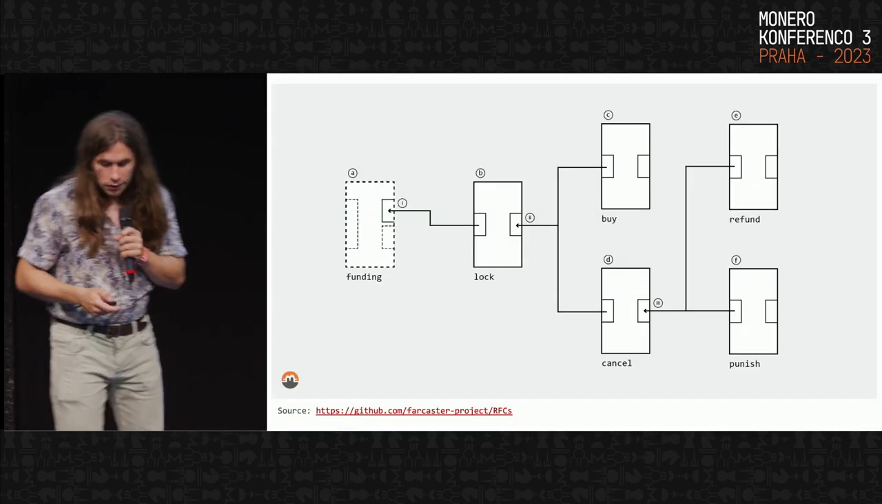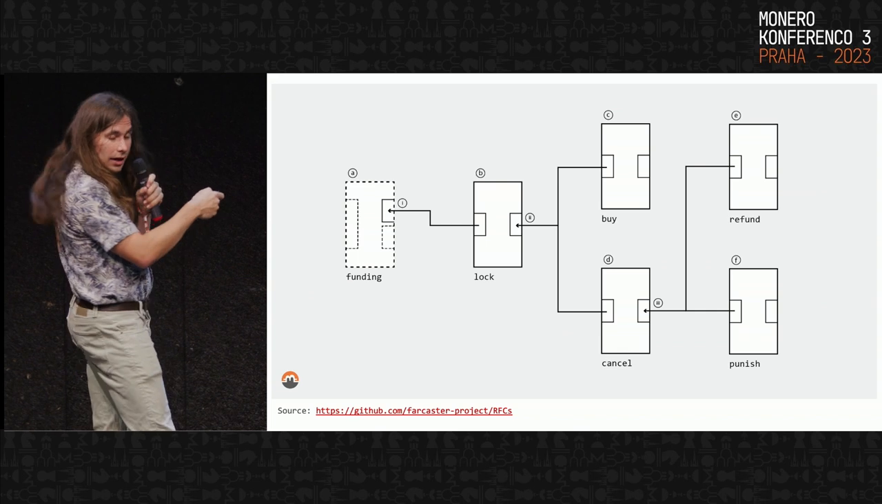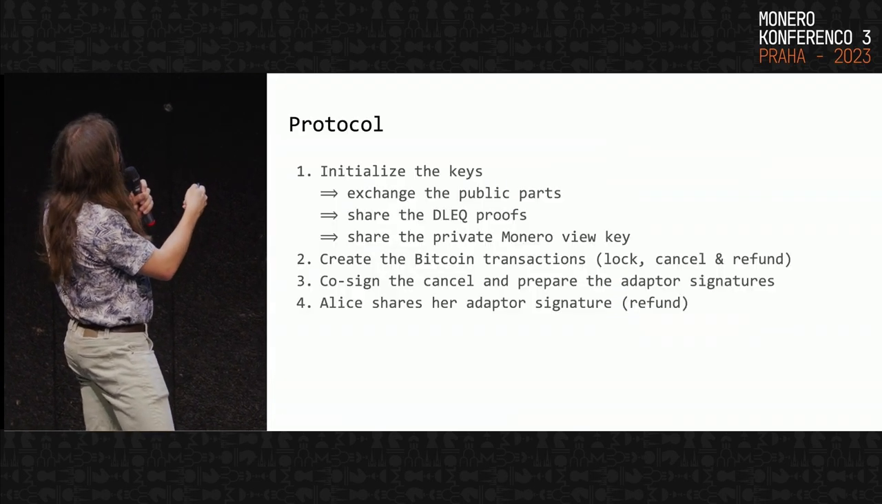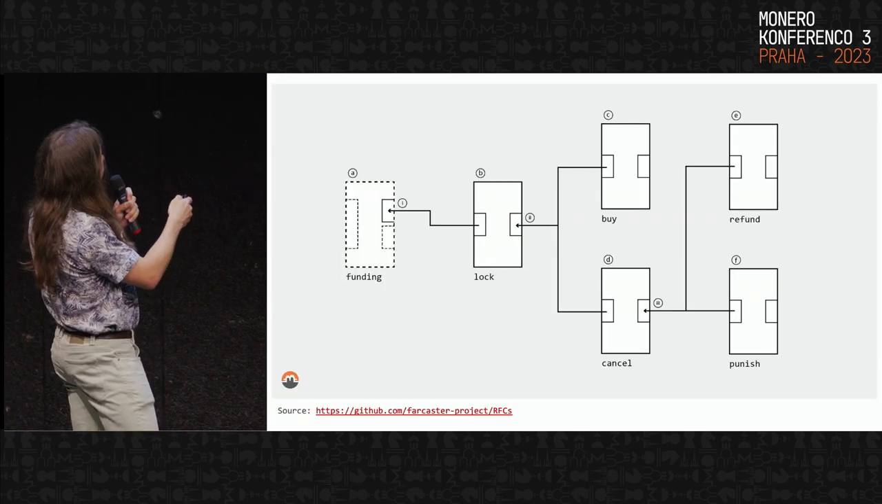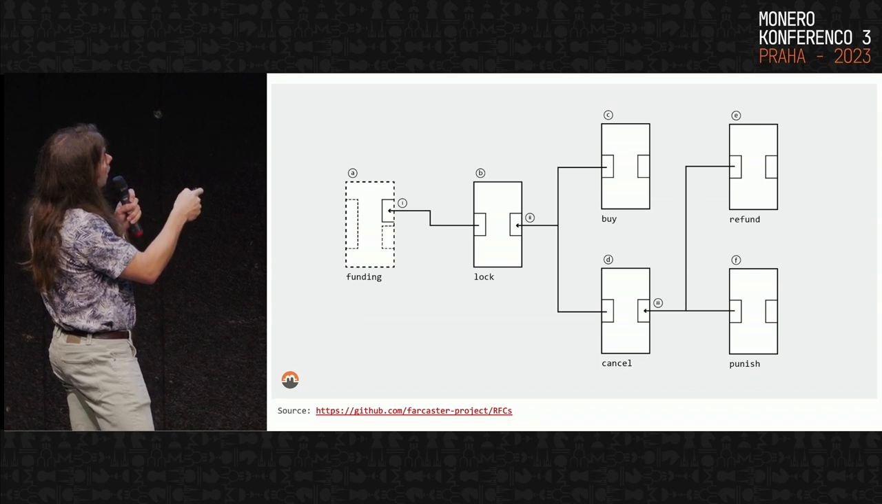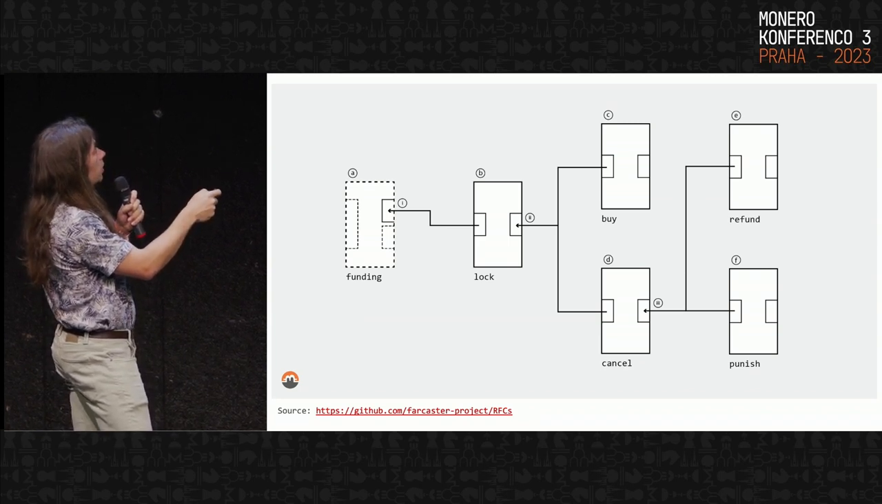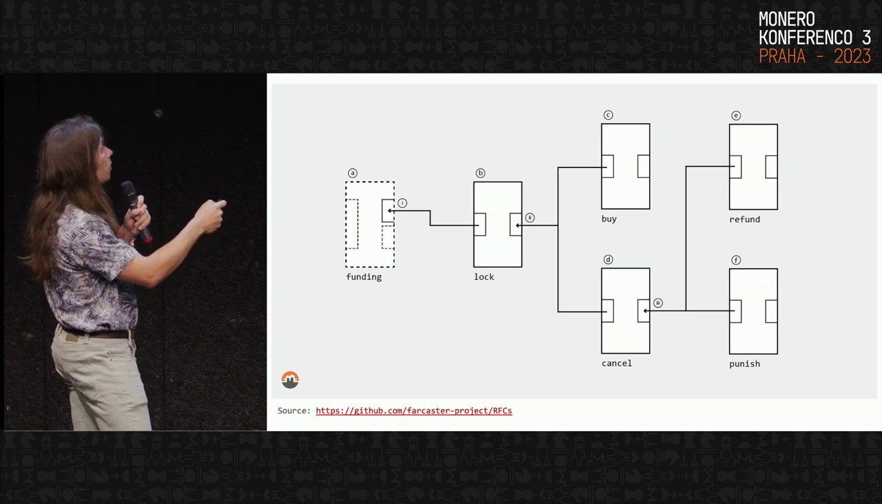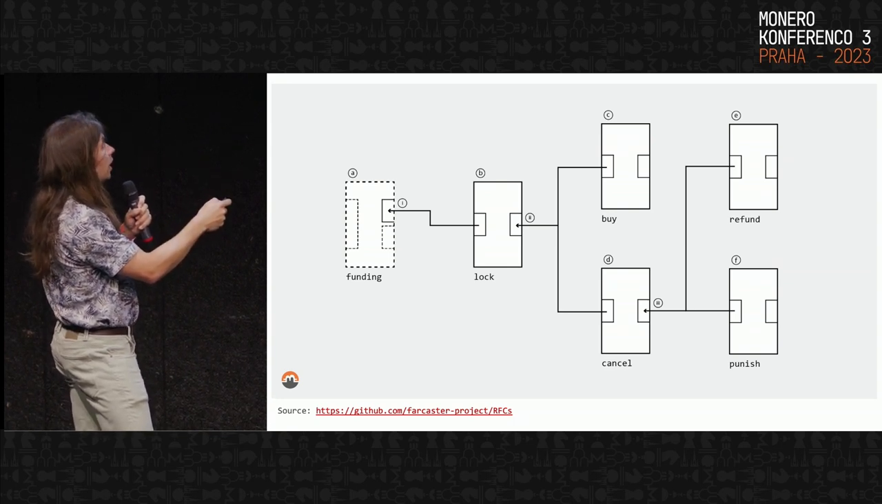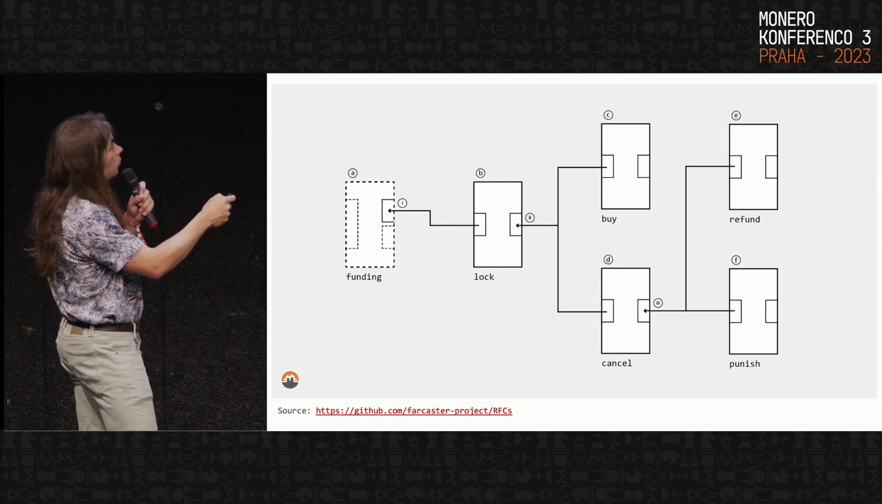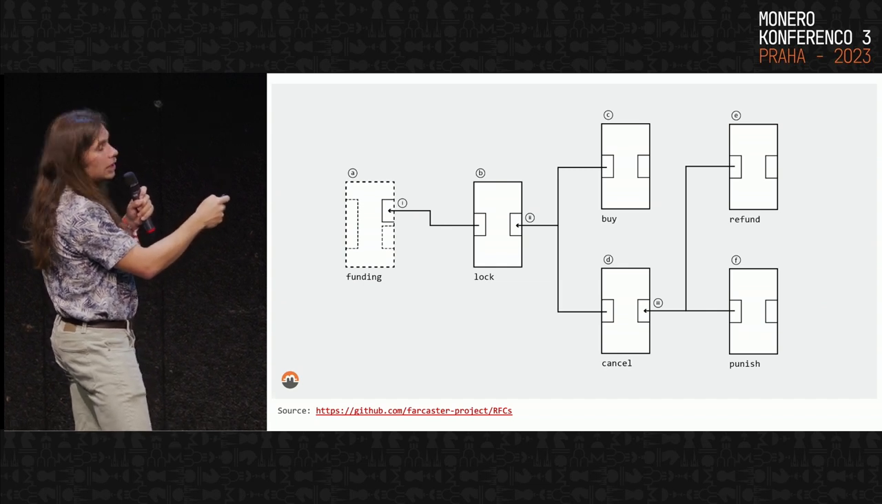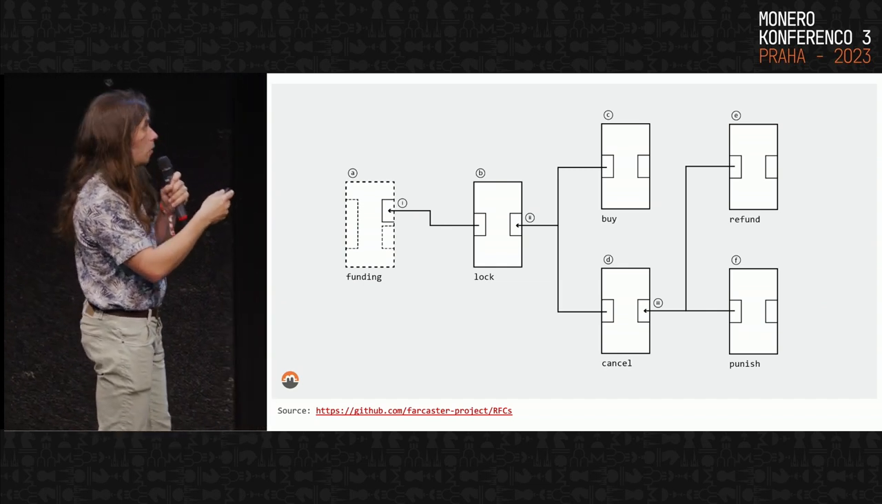Okay, so we plug that in over here. Everything I showed on this prior diagram is the step that happens before Bob funds. Once Bob funds, he locks. If Alice locks as well, then Bob will share his adapter signature with her, and Alice then uses that to go down the buy path and leaks the private key to Bob so he can spend her coins.